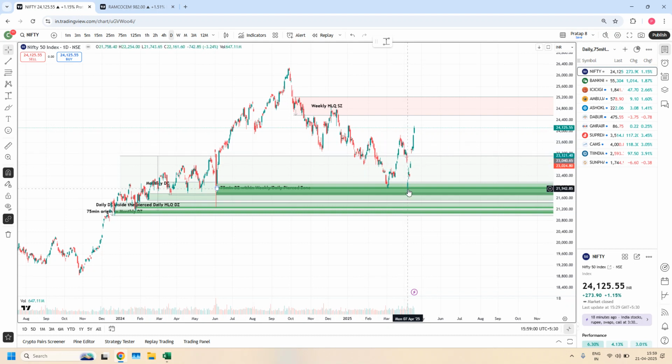Once again it came down. Below there is one more fine-tuned zone. From there it again moved up and gave you so far a 1400 points move. If it reaches the weekly zone, the 1500 points move will be complete.